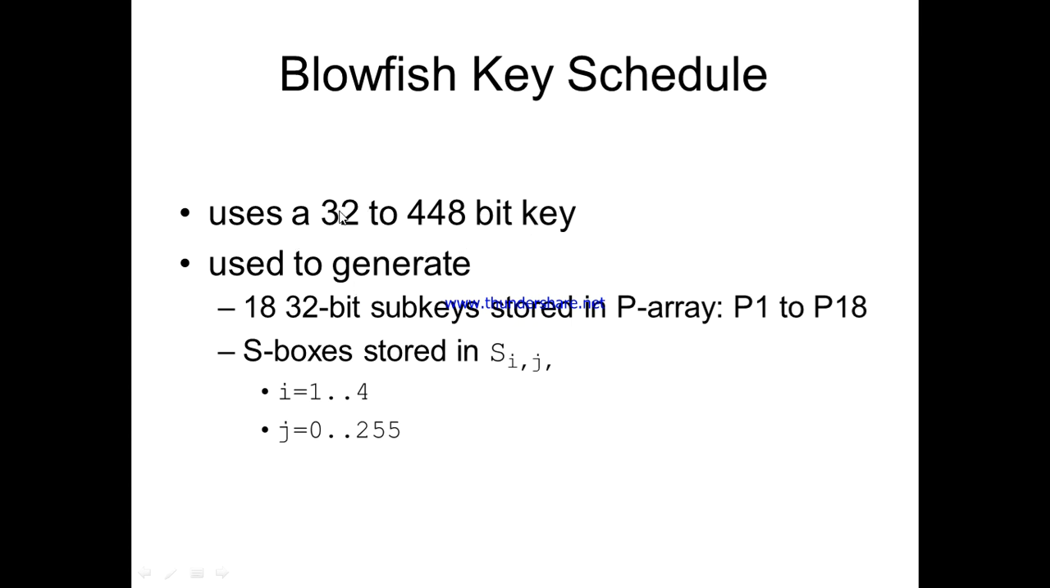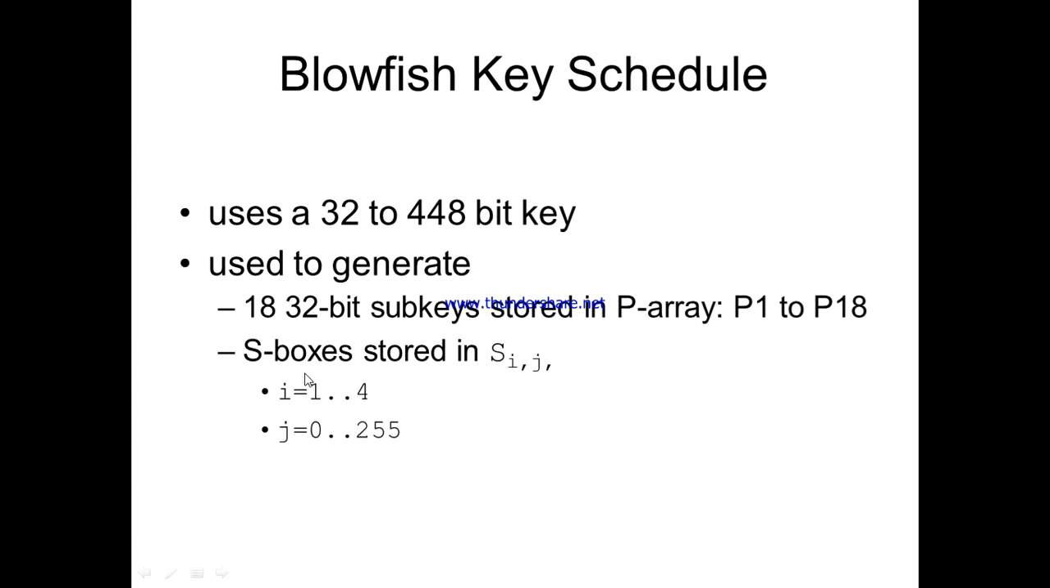So the maximum key size is 448, and that will be divided into 18 parts. Okay, 18 subkeys, and those subkeys are stored in the arrays P1 to P18. Clear? So that is called the P array. And Blowfish is going to use the S-box concept.